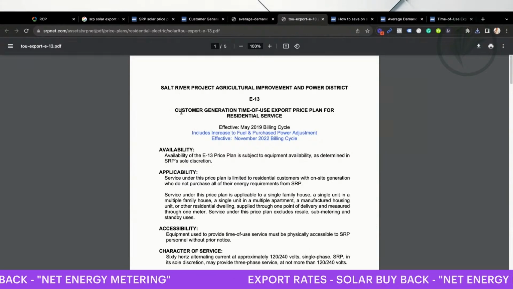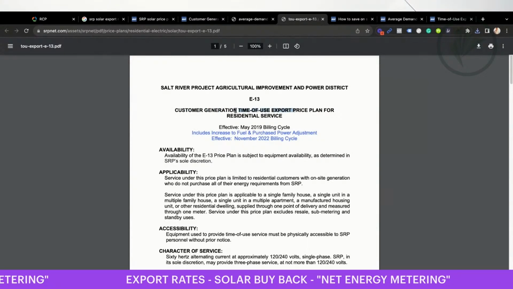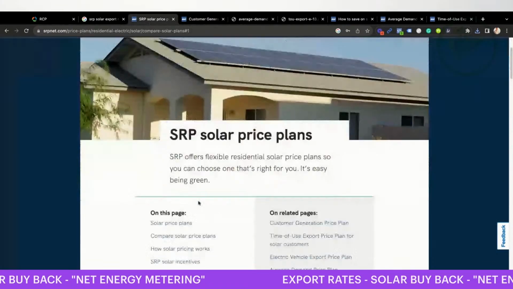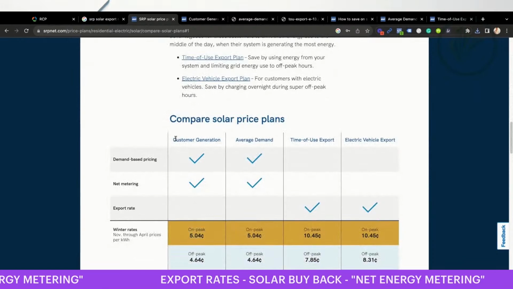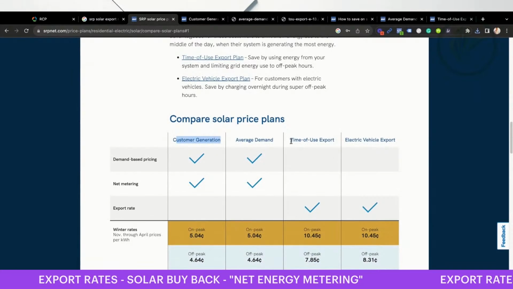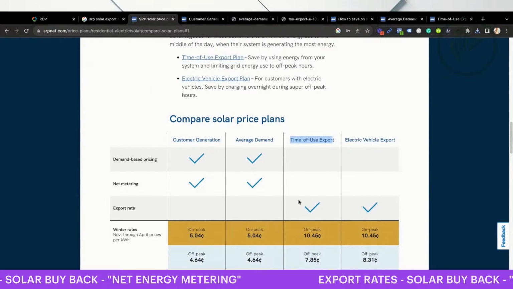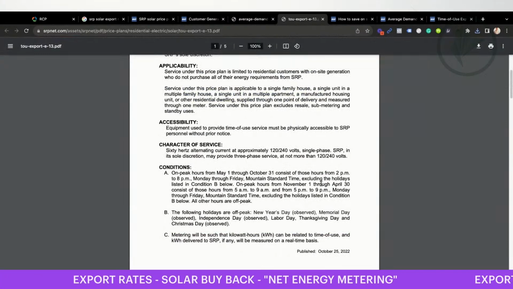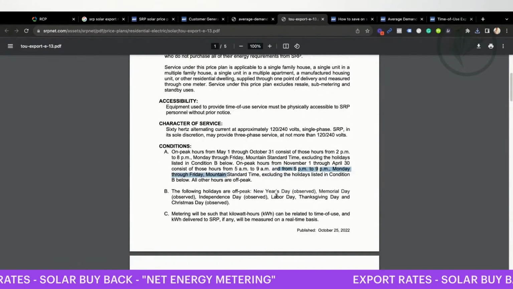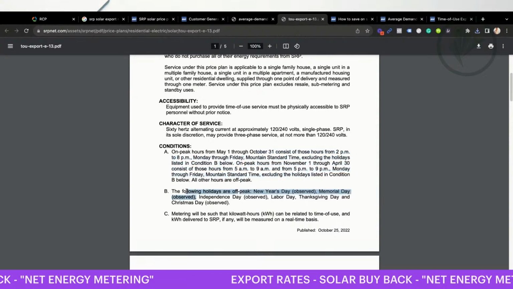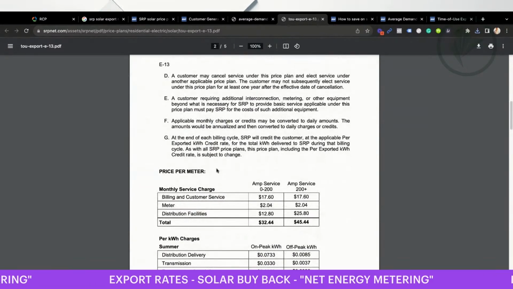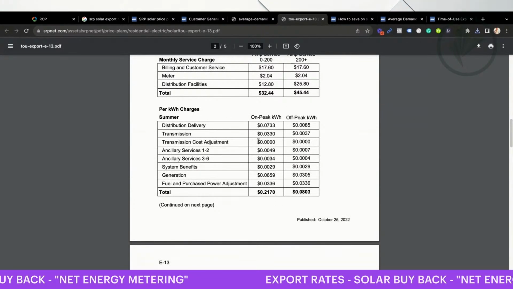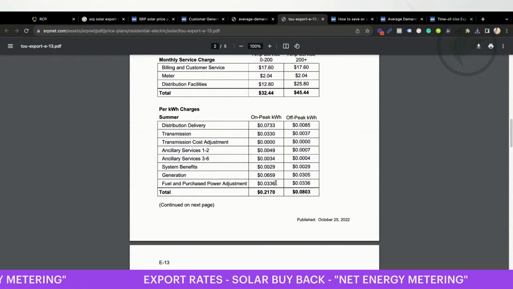All right, so the E13, what we're looking at is the customer generation, time of use export. So the time of use export has an actual dollar amount to it. Let's take a look at that one. All the same characteristics, gives you your hours. It's a little bit different. There's no 2 to 8 apparently there. Holidays are off. Usage charges are the same. Those are things that get a little crazy. So it breaks down why the kilowatt hours are higher and lower and everything in between.